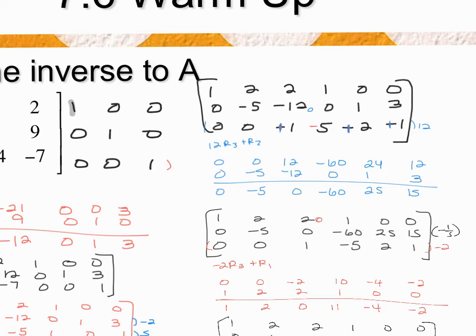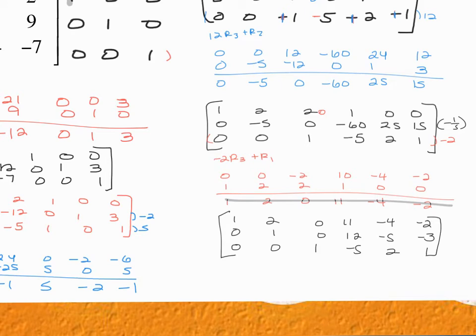Oh my goodness, I didn't rewrite the new row. This is the new row 1. 1, 2, 0, 11. One last 0 here. How do I get that? Multiply the second one by -2 and then add it to the first. Good.